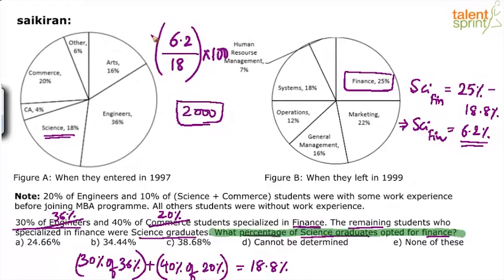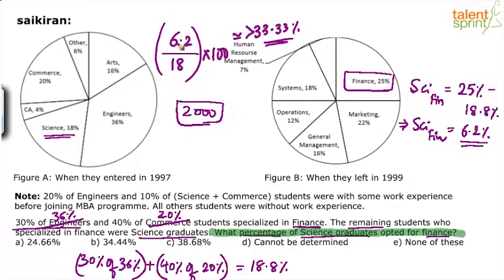Approximately 33.33%. I mean, the very first reaction should be, this is approximately 33.33%. Why is it so? 6 by 18 is 1 by 3. 1/3 is 33.33. And you should also know that this will be more than 33.33%. The value here will be greater than 33.33%.